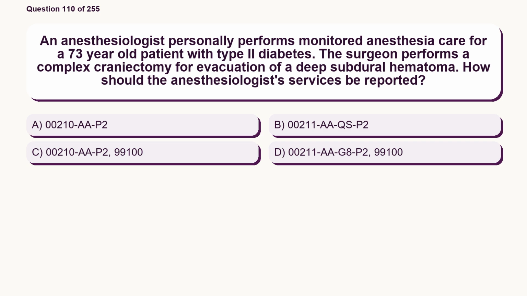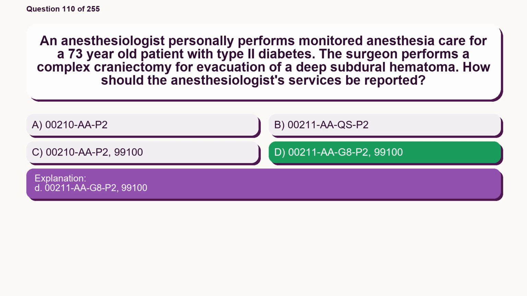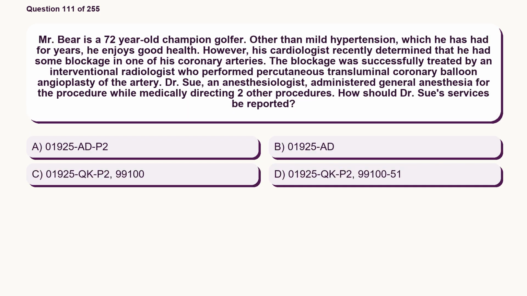The surgeon performs a complex craniectomy for evacuation of a deep subdural hematoma. How should the anesthesiologist's services be reported? Option A, 00210 AAP2. Option B, 00211 AAQSP2. Option C, 00210 AAP2, 99100. Option D, 00211 AAG8P2, 99100. The correct answer is option D, 00211 AAG8P2, 99100.